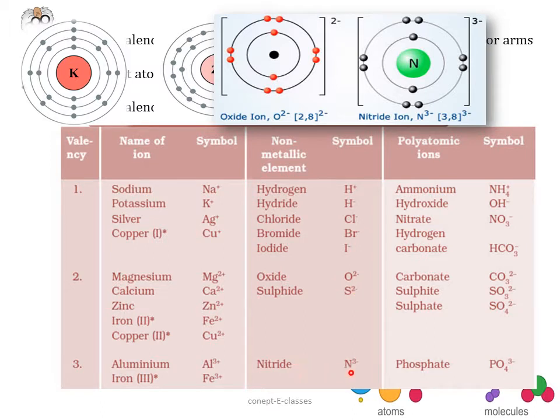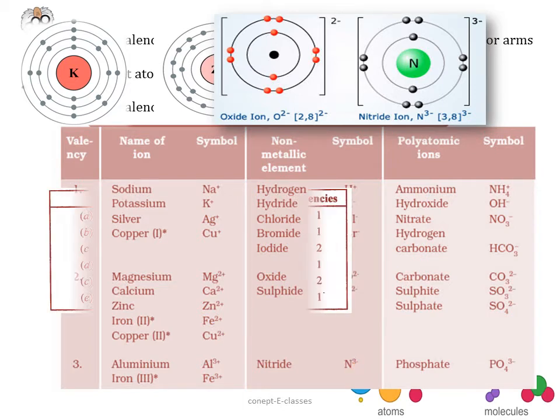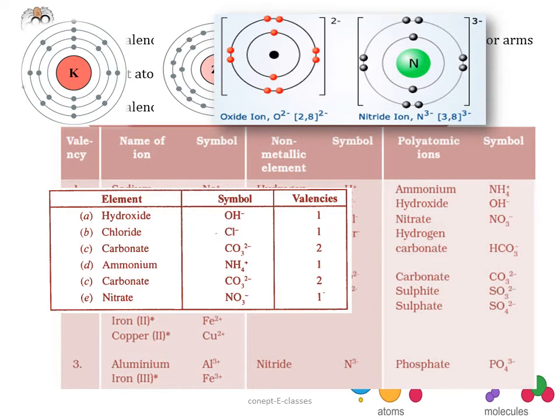In nitride, we have N3 minus, so the valence electrons is 3. In the case of polyatomic ions like hydroxide, chloride, they have 1 valence electron. In the case of carbonate, ammonium, the valence electrons are 2 and 1 respectively. Carbonate has 2 valence electrons, and nitrate has 1 valence electron. So these are some of the names and symbols along with the valencies of some ions.